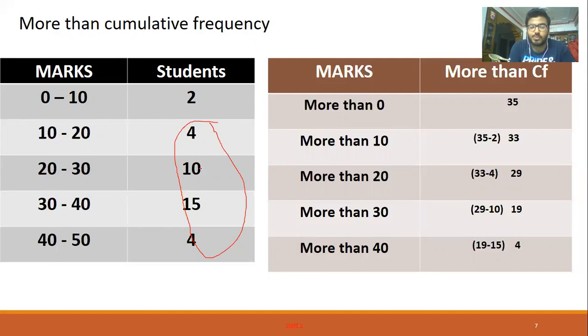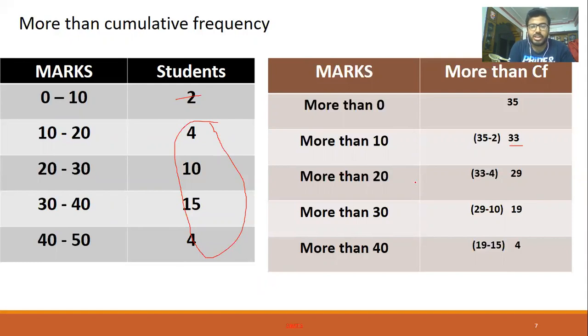4 plus 10 is what? 14. 14 plus 15 is 29. 29 plus 4 is what? 33. So you got 33. Either you can do it this way, adding them one by one, or you already know the total is 35. How much do we subtract from 35? We subtract 2. So 35 minus 2 is what? 33. Is this thing clear?